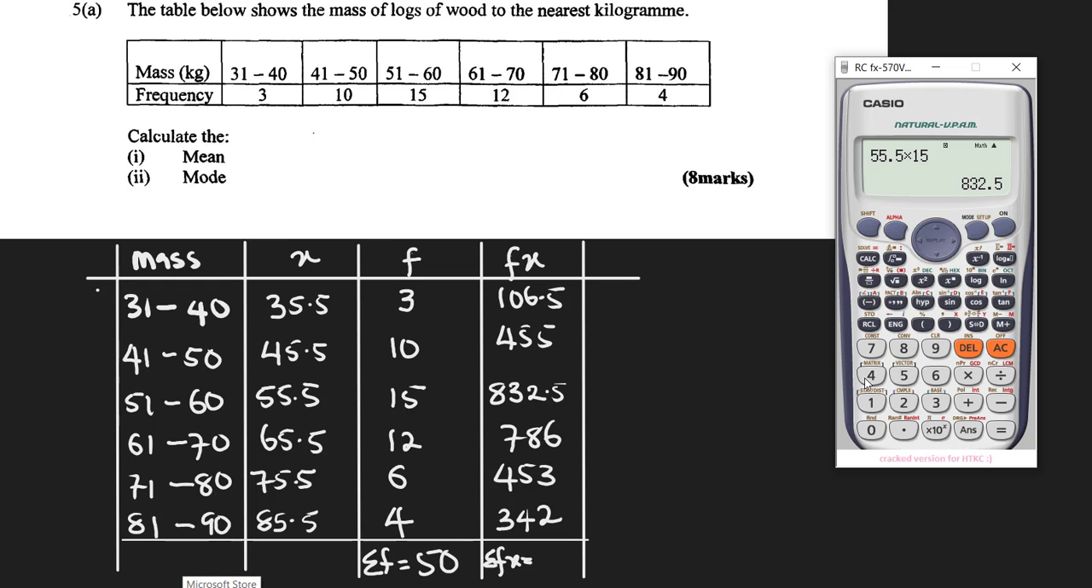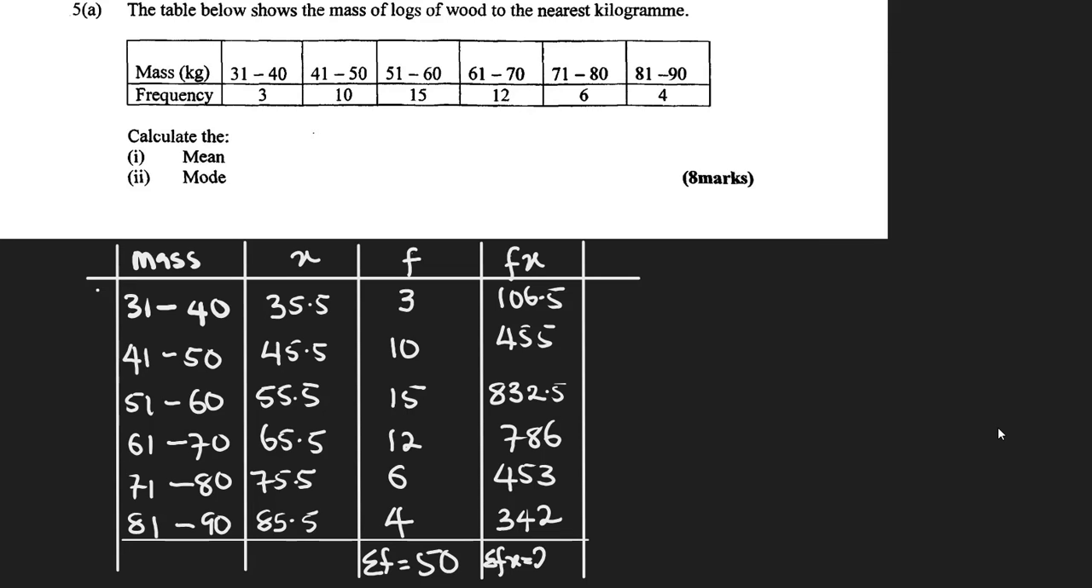So let's add all of them together. We're going to have 106.5 plus 455 plus 832.5 plus 786 plus 453 plus 342 is going to be 2,975. So the first question, which is I, it's now time for us to solve it.